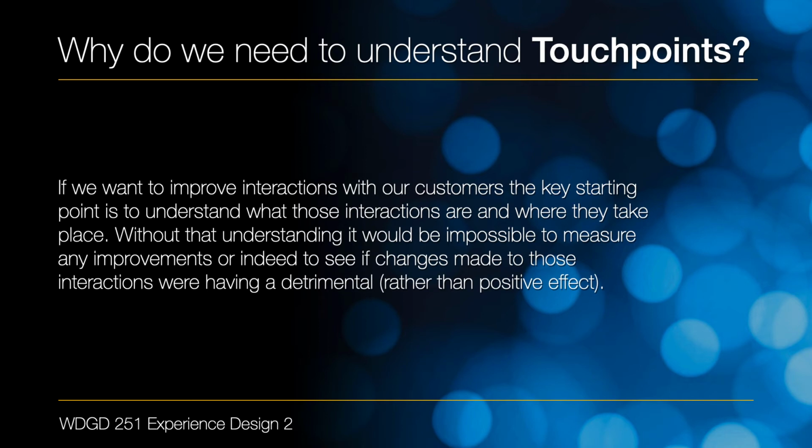Without that understanding, it would be impossible to measure any improvements or indeed see if any changes made to those interactions are having a detrimental rather than positive effect. So you might have a channel that's actually having a negative effect on the brand association with your customers. That's obviously a bad thing. So these touch points have to be monitored. Traditional touch points are a little more difficult to monitor. Like a TV commercial, if it's on YouTube, the metrics can be easily understood. In the olden days, they had to rely on the Nielsen families, the Nielsen ratings, to get feedback about how well an ad was doing, which is not completely accurate. It's kind of fuzzy.